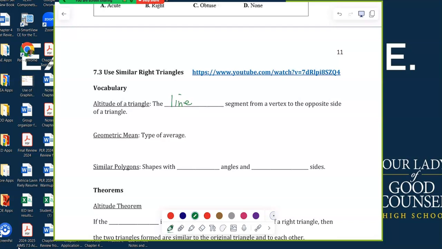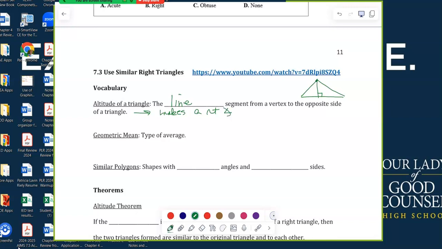Well, what does that look like? So let's say you have a triangle like this, and you want to drop an altitude. So come up here and go straight down. If you go straight down, which is the shortest distance between 2 points, it's going to make a right angle. Okay, so it makes, RT is my abbreviation for right, angle.